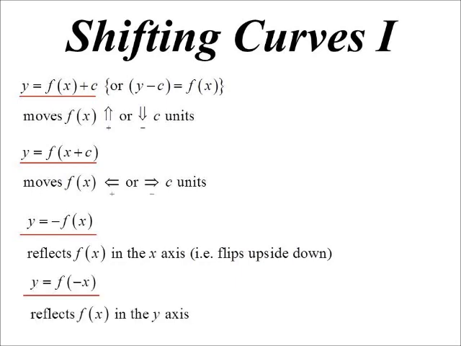As opposed to the function of negative x, it's a little bit more unusual, this one, but if you do have this situation where you notice, hey, everywhere where there was an x, it's now a negative x, that one will actually reflect horizontally. So it reflects in the y-axis.